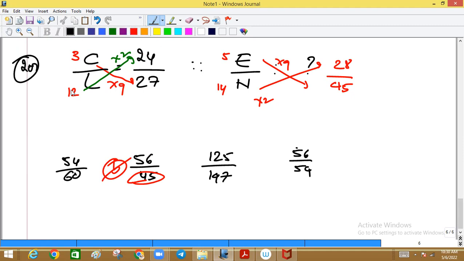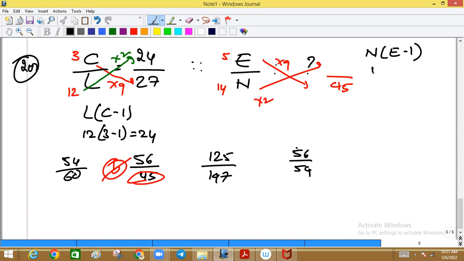But how did you get this 24? Let's see what he did. 12 three times how much? 36. 36 minus 12, 24. That is simply I can write like L into C minus 1. L means what? 12. 12 into 3 minus 1. So 12 two times how much again? 24. Similarly, here also, what can I write? N into E minus 1. What is N? 14. What is E? 5. 5 minus 1. So 14 4 times how much? 56. Obviously, it is equal to 56. So your answer is 56 by 45.